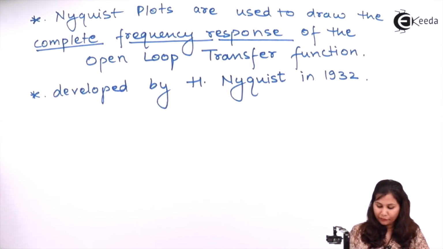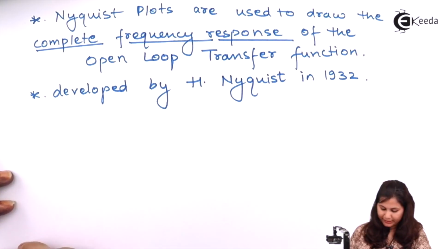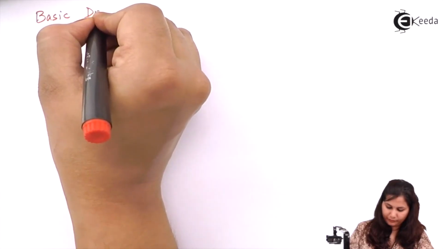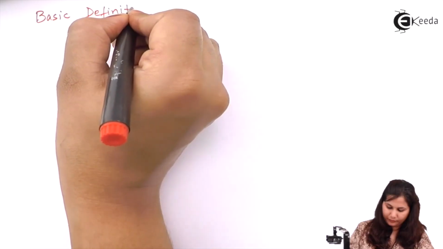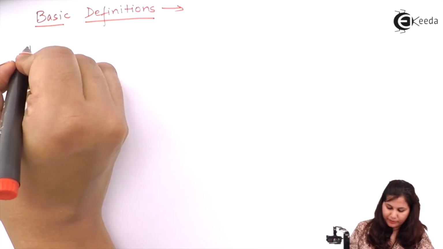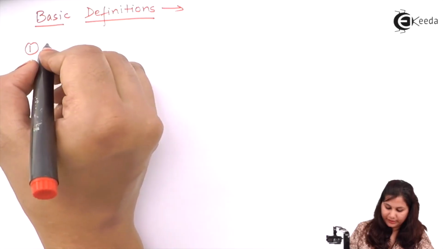method. Before starting with the method, there are some definitions which you should keep in mind, because these basic terms are going to be used in this method. So let us study the few basic terms. The first basic term which we will use in the Nyquist method is contour.